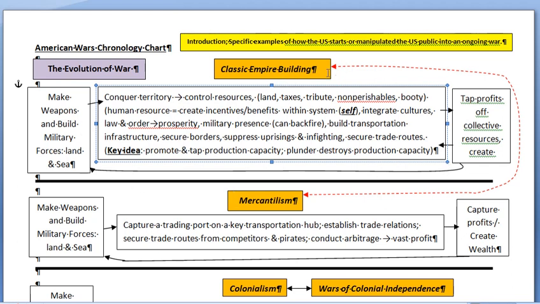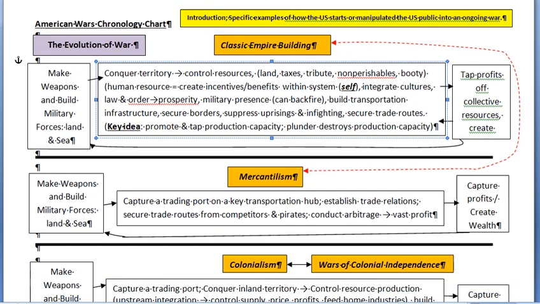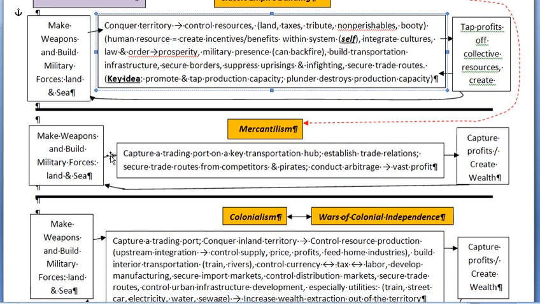All right, that's classic empire building. Now I got this line here going to mercantilism because mercantilism was actually an integral part of classic empire building. Right? They used control of trade. So once again, you make your weapons, build your military forces, land and sea, and use that to capture trading ports on key transportation hubs.